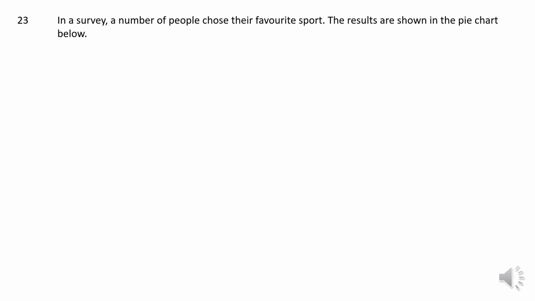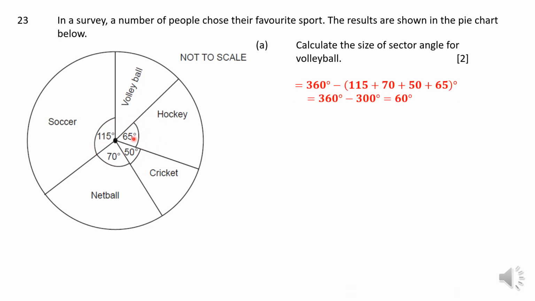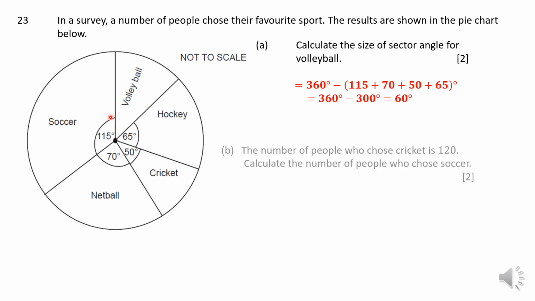Question 23, in a survey, a number of people chose their favorite sport. You can see by looking at the pie chart, even though it is not to scale, soccer seems to take the preference, followed by netball, then hockey, and so on. So they are saying you're supposed to calculate the size of the particular angle that is not written down here, and that is very easy. Everything else should add up to 360, so add everything and subtract it from 360. That tells you that the angle for volleyball will be 60 degrees.